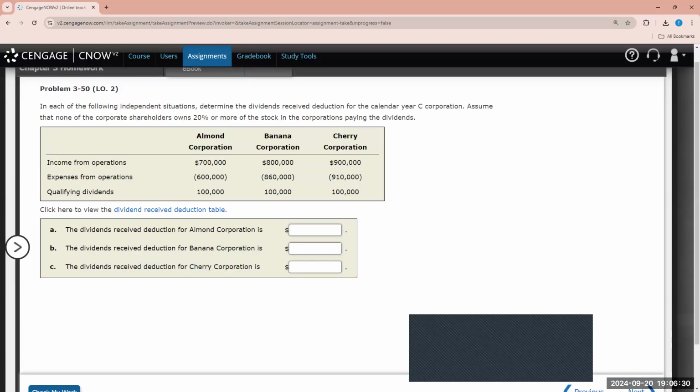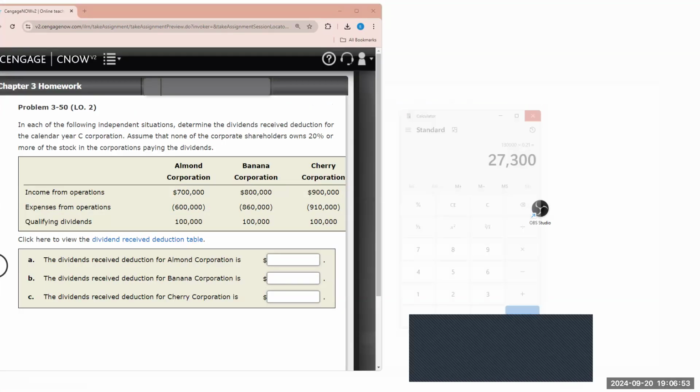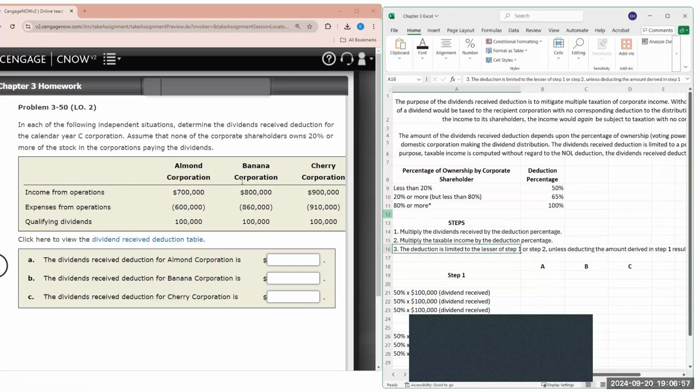All right, this brings us to our next question. Here it's asking us, in each of the following independent situations, determine the dividends received deduction for a calendar year C corporation. Assume that none of the corporate shareholders own 20% or more of the stock in the corporations paying the dividends. All right, so we'll get our spreadsheet ready and we'll start to look at this problem.